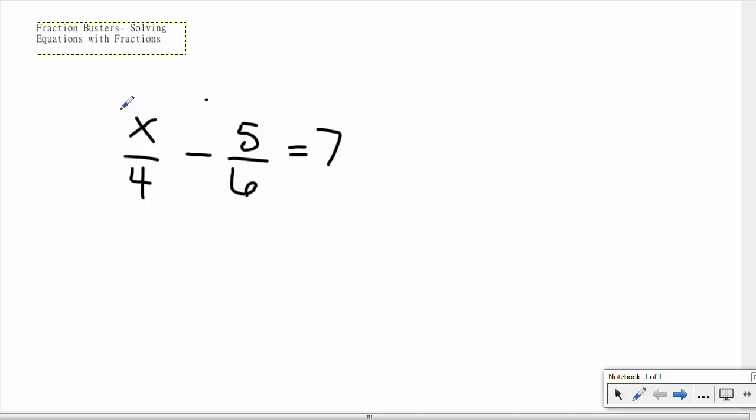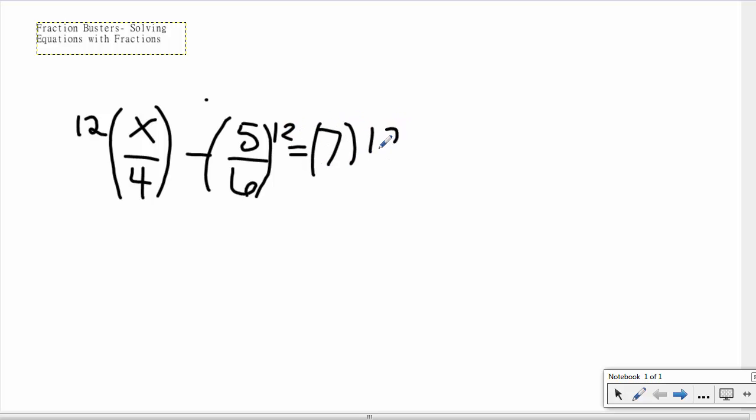term in our equation. So we're going to take this first term, which is x over 4, and multiply that by 12. We're also going to take 5/6 and multiply that by 12 as well. And we're also going to multiply 7 by 12 as well. And so by multiplying each term by 12, that's going to create an equivalent equation.